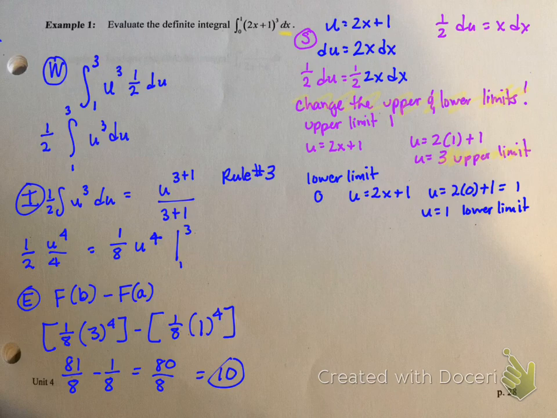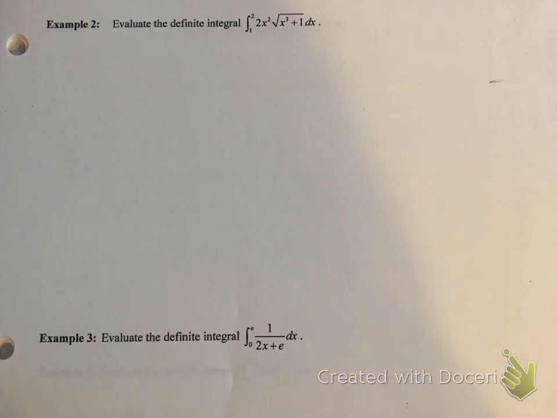So let's move on and look at example number 2. Example number 2 says to evaluate the definite integral. So I have an integration from 1 to 2 of 2x squared times the square root of x cubed plus 1. Now, once again, I do not have any rule on that second page of this unit that matches up with that. So I have to probably use substitution, so we're going to try it. I'm going to go for whatever's underneath the radical. So I'm going to let u equal x cubed plus 1, okay?